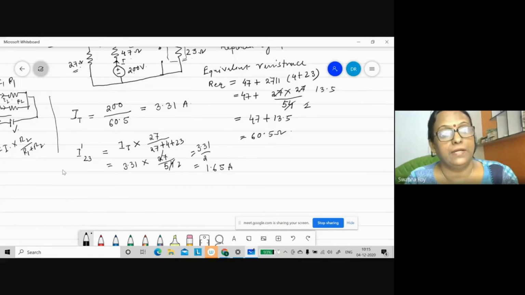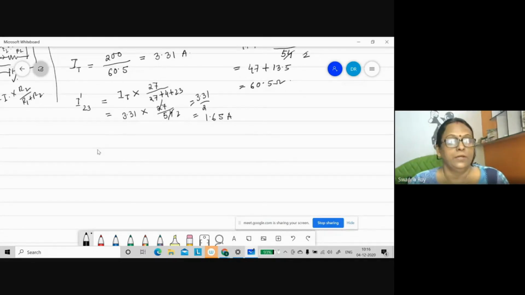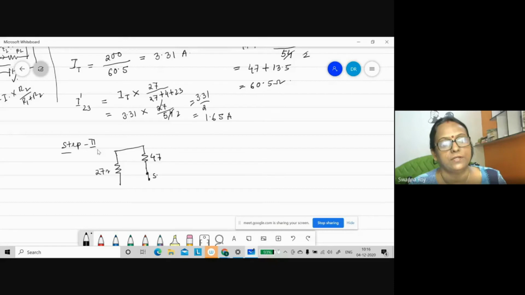Now we have to find out the current when only the 20 ampere current source is present. Again, I have to redraw the circuit. So now this is 27 and this is my 47 ohms, and this path is short circuit. After that, there is 4 ohms. This is my 23 ohms. And in between, a current source of 20 ampere.